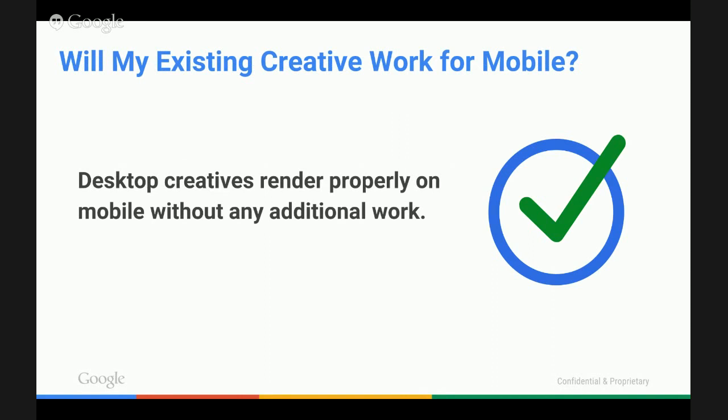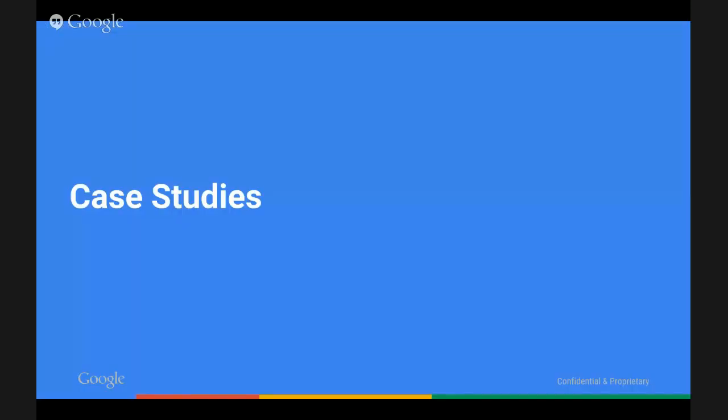And next, this is a topic that I already covered. So yes, they are working for mobile. However, if you would like to have priority for mobile, please reach out to our teams. We will enable this feature for you.